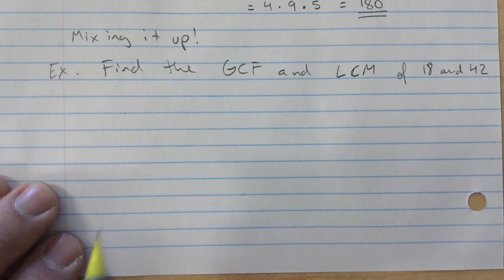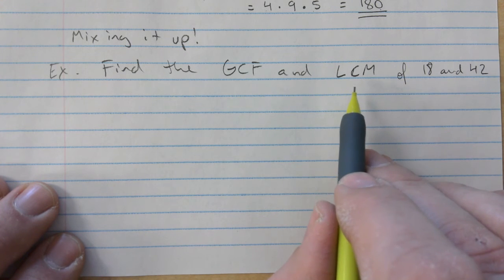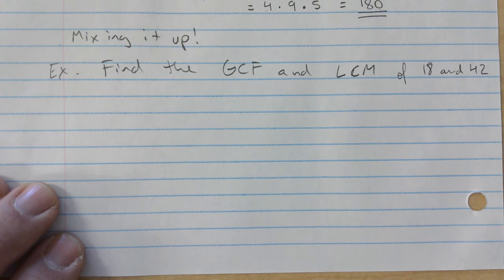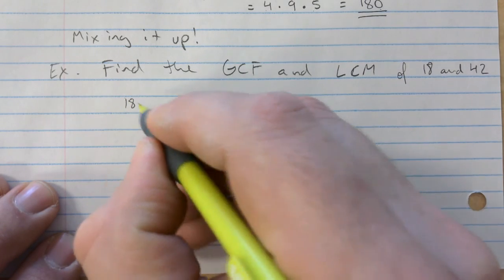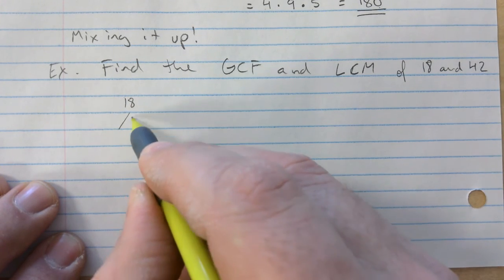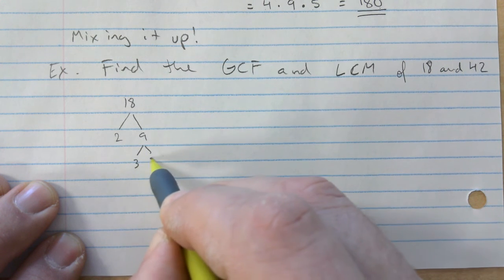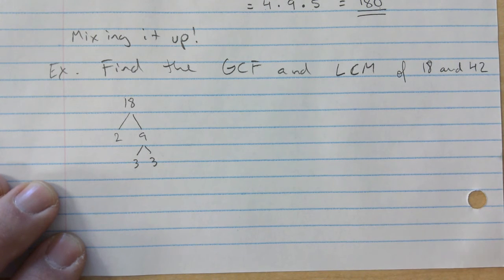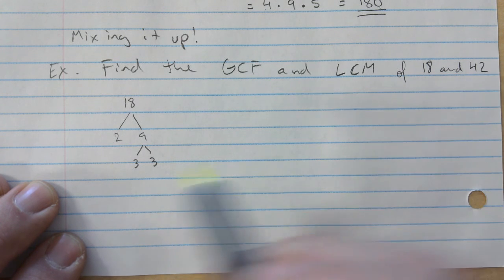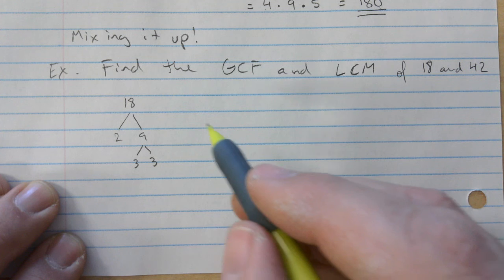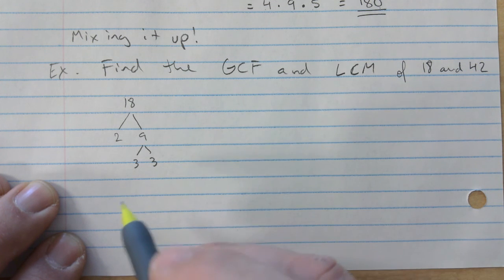For 18 and 42. Regardless of whether it's GCF or LCM, the first step is still finding the prime factorization for both. You can't get away from that. So let's go ahead and do that. 18, right? That's 2 times 9, and then 3 times 3. I think I did it differently earlier, right? I went 3 times 6. Now I go 2 times 9. I do that on purpose.